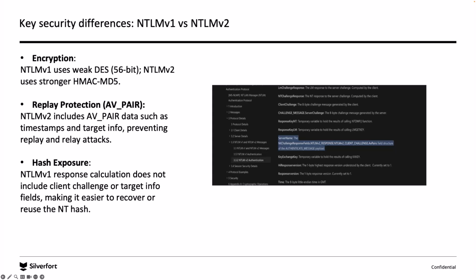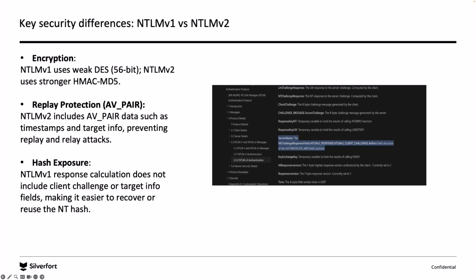Okay. So, key security differences between version 1 and version 2. The first one is the encryption. NTLM version 1 uses weak DES encryption, which is a 56-bit key, which makes it really easy to recover the plain text credential by many methods such as rainbow tables, and NTLM version 2 uses a stronger HMAC-MD5 one-way function method.